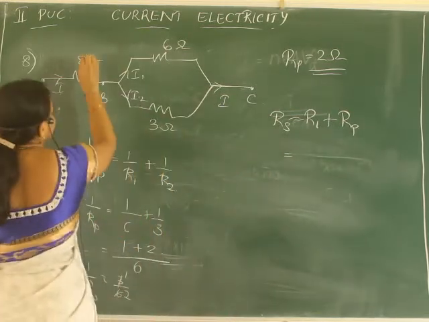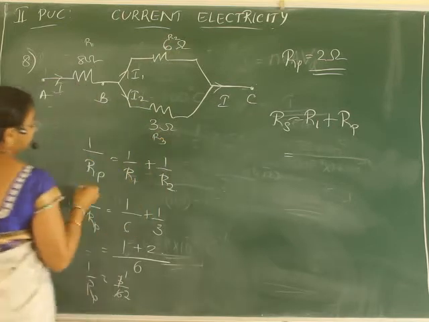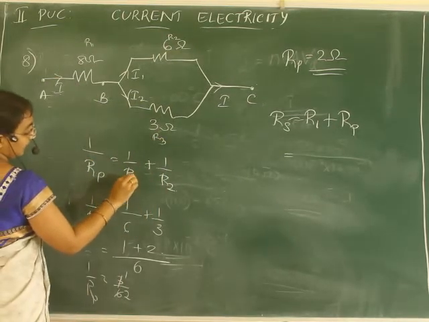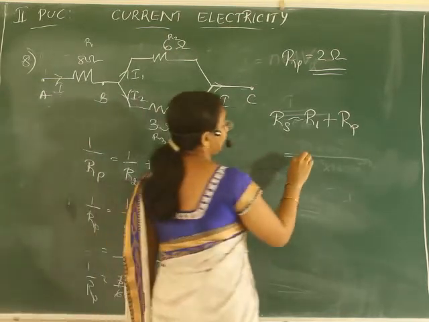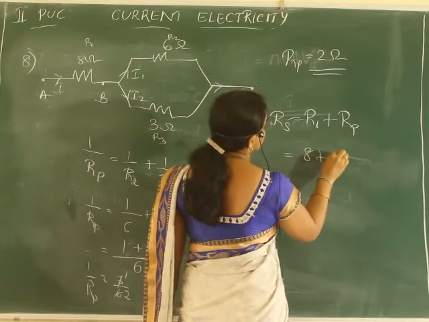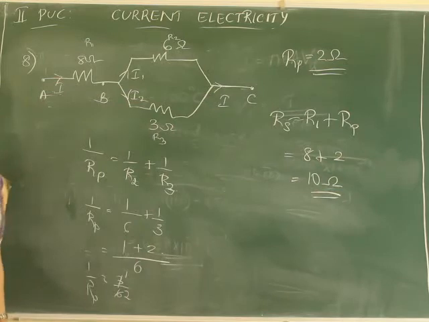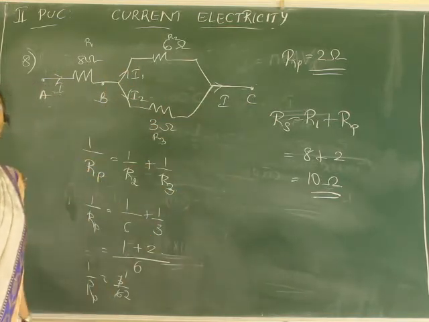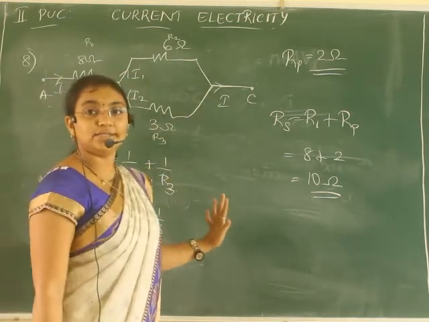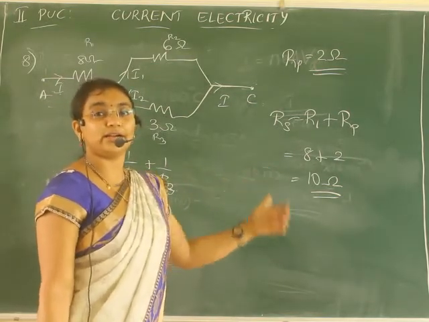Next, R1 is how much? Shall I mark this one as R1, R2, R3 so that you will understand which is R1, R2. So here I have to calculate R2 and R3. R1, 8 plus 2, 10 ohm. Correct? 10 ohm. So the resistance between A and C is 10 ohm. Understood? Simple circuit it is. Now it is very easy. As you go further, the circuit becomes a little bit more complicated.